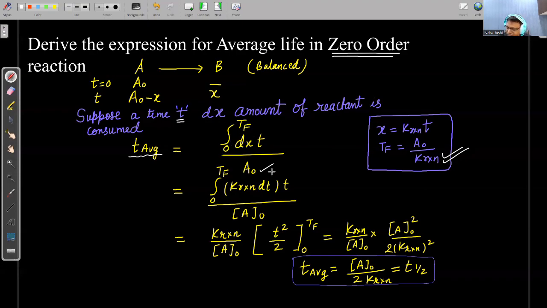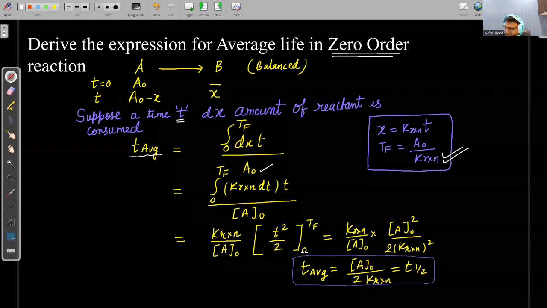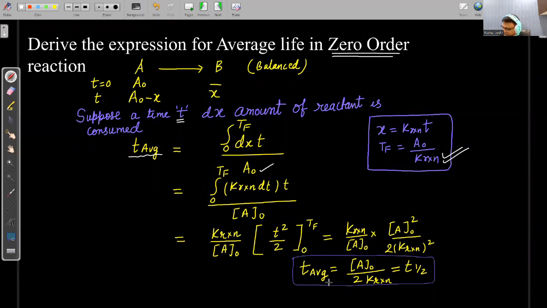And now if we simplify this, we know that dx is equal to k reaction into dt. और यहाँ टाइम t हो गया, और इसको हम सिंप्लीफाई करते हैं तो वी कैन राइट दैट k रिएक्शन बाहर, इंटीग्रेशन ऑफ t into dt इज t स्क्वायर बाई 2, यहाँ लिमिट है 0 to t final, and if we put the value we are getting that average life is equal to a naught upon 2 times of k reaction, which is equal to half life.